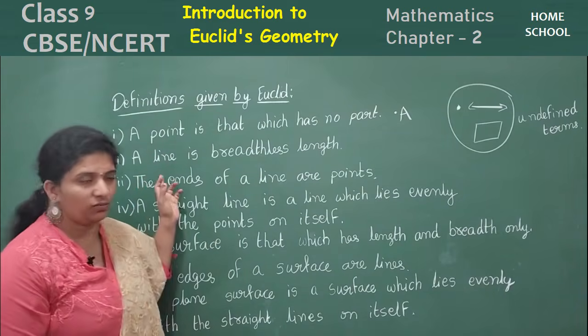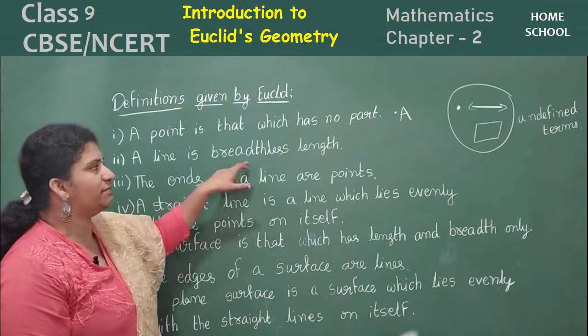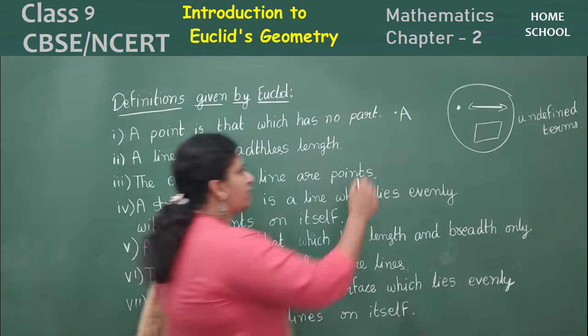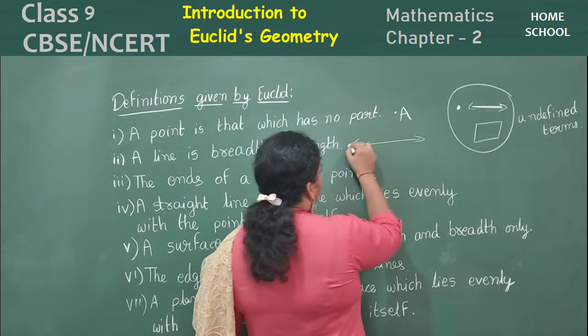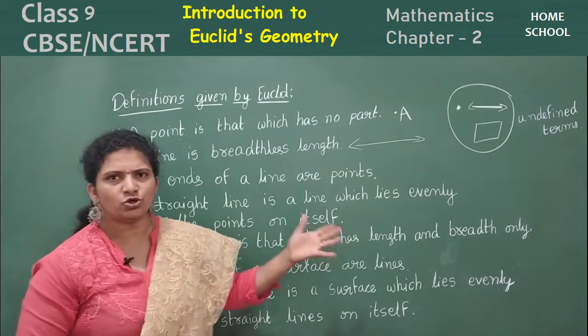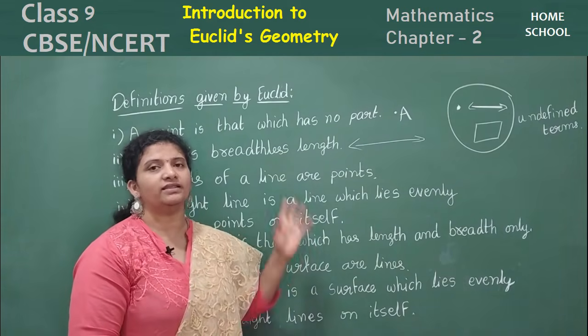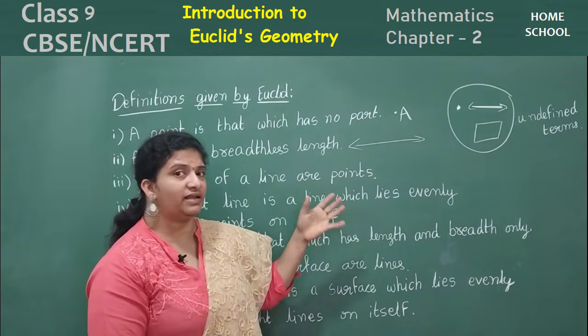So see the second one. A line is breadthless length. Suppose you see a line, look here children, it is only a length. There is no breadth here. So he is saying that a line is a breadthless length.